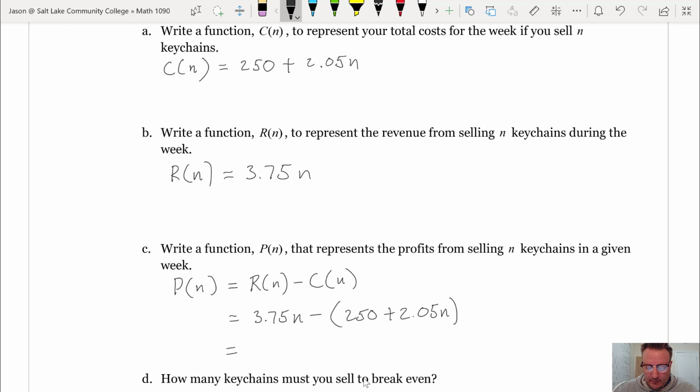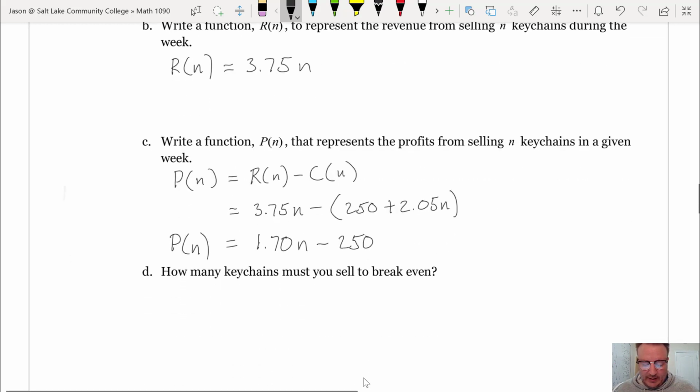Can I do that in my head? 3.75 minus 2.05 is going to be $1.70. So we're charging $1.70 over the price we pay for the keychains. So $1.70 times n minus $250, the booth cost. That's our profit function.